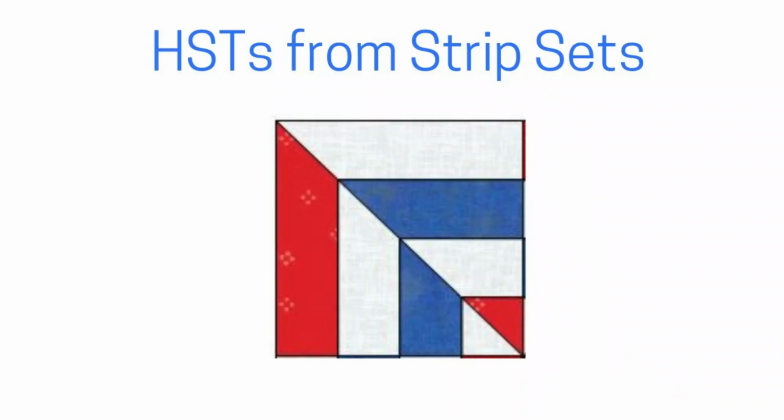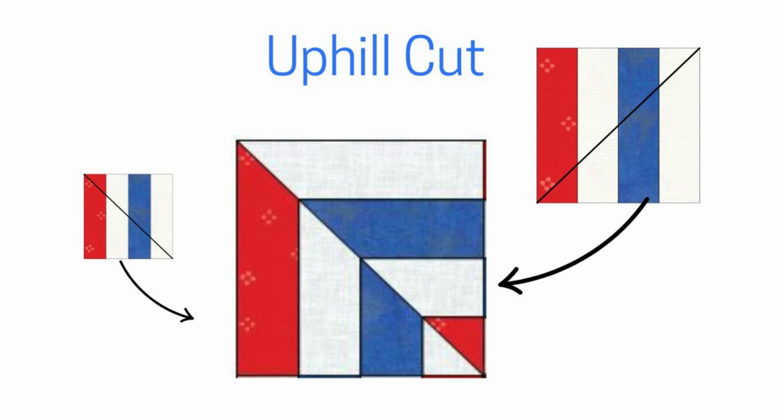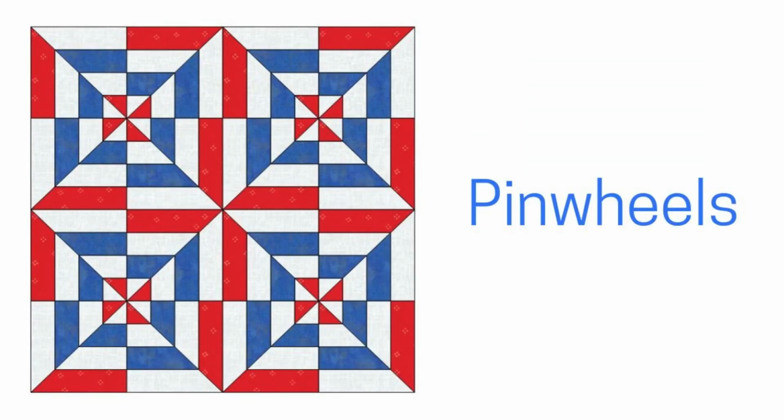Looking carefully at this block, you can see that the color order of the stripes is different. So we need to cut our squares in two different ways. We're going to start with a downhill cut on one of the blocks. For the first cut, I kept the dark fabric on the left-hand side. Then I rotate and make an uphill cut.